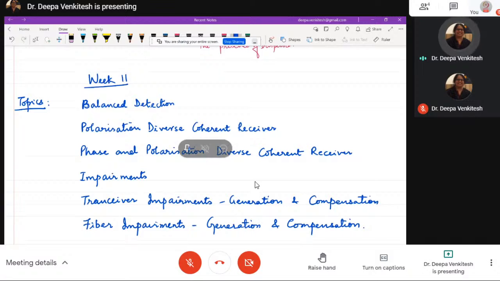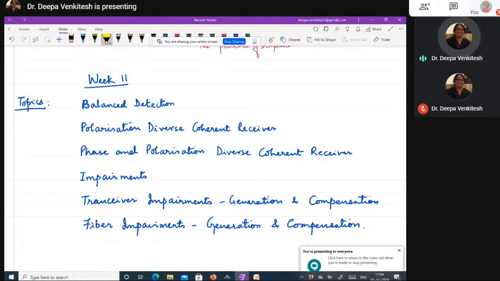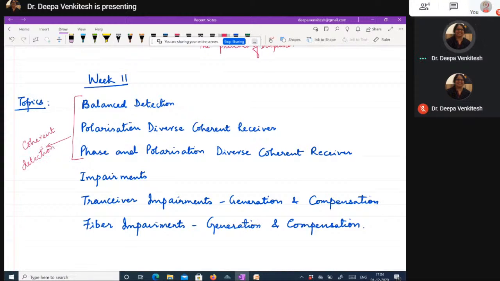One was basically on details of coherent detection. All these topics that I have marked here from here to here were related to coherent detection. Now, as I said during the lectures, this idea of balanced detection came in even before we started modulating the phase, because balanced detection is a good way of reducing the common mode noise.